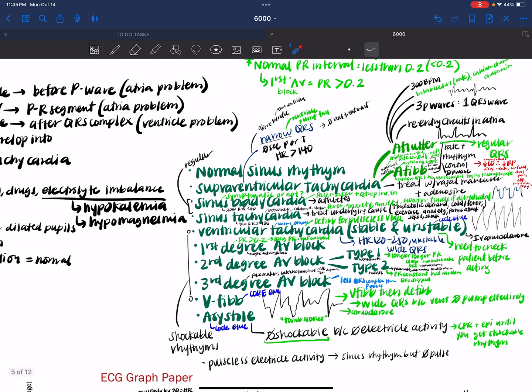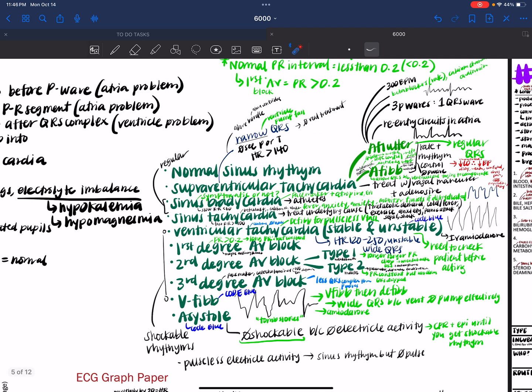Now, supraventricular tachycardia. It is above the bundle of His, above the ventricles, supraventricular. It's a narrow QRS, and the ventricles are pumping very fast. There's no real treatment technically. You don't see a P, you don't see a T, and the heart rate is more than 140.